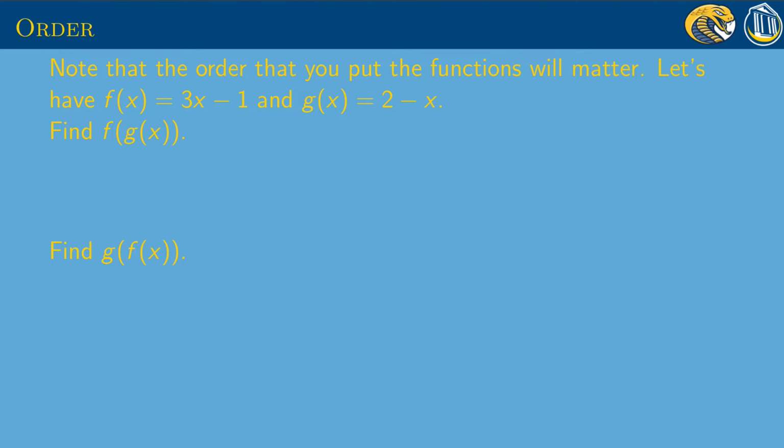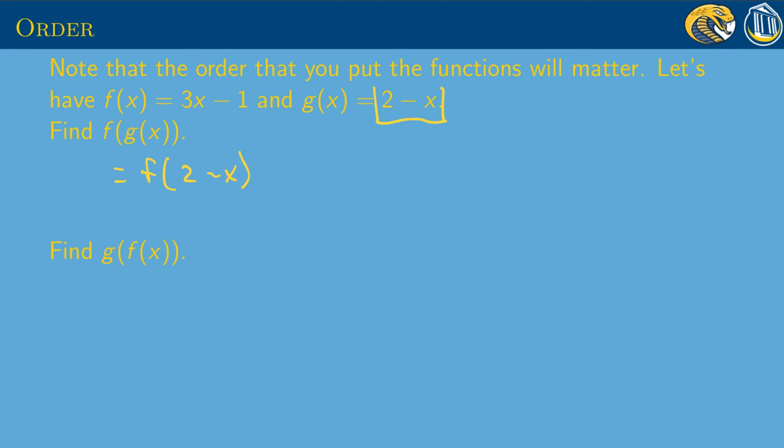Now, the order that we do this matters. And in general, finding f of g of x and finding g of f of x are going to be two different things. Let's look at two examples here, where f of x equals 3x minus 1 and g of x equals 2 minus x. Let's start with f of g of x. We know that g of x is the function 2 minus x. And so f of g of x is f of 2 minus x. We just took this g of x and replaced it with what g of x is equal to.